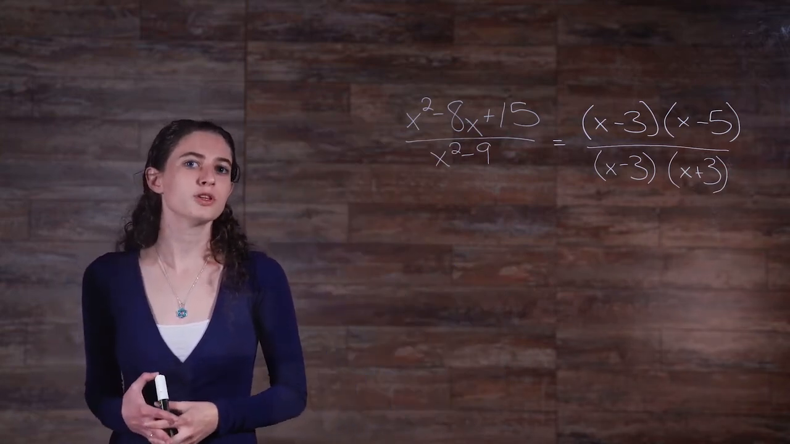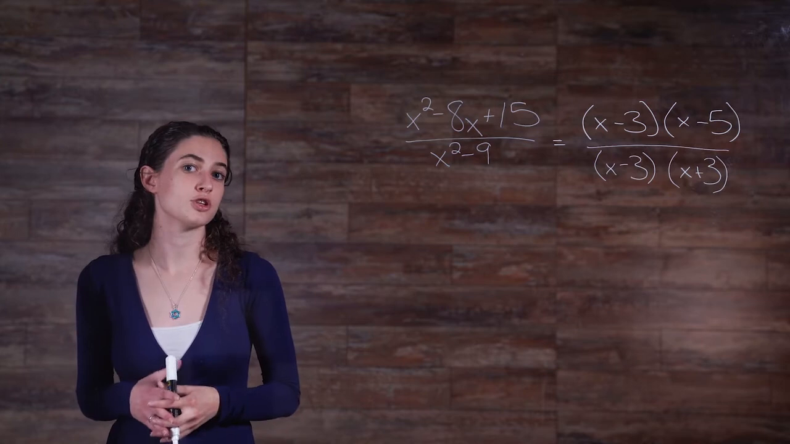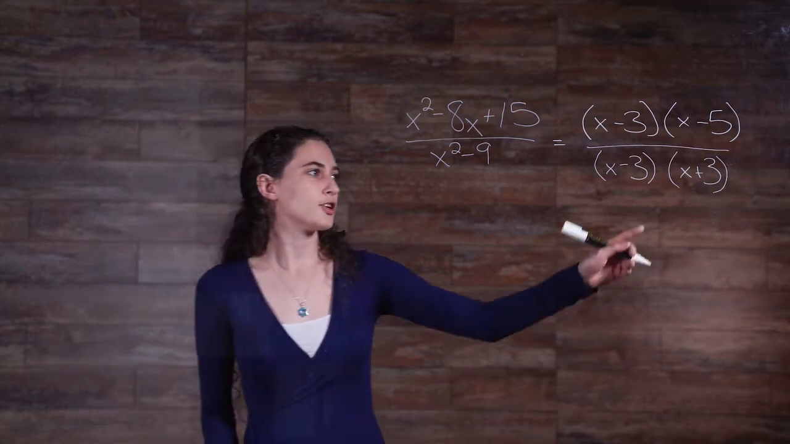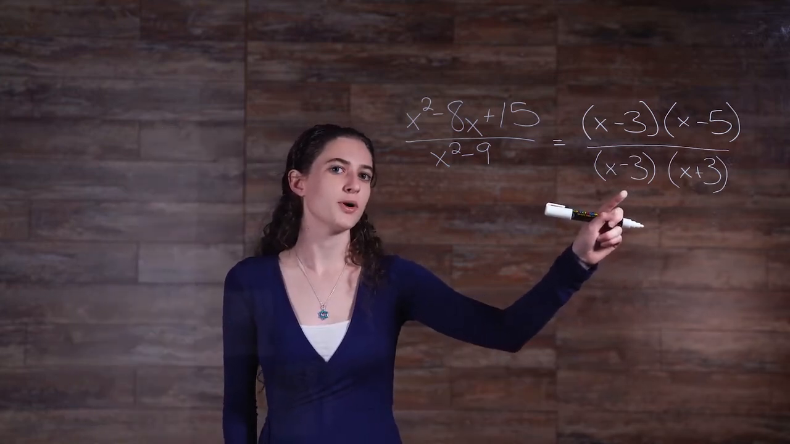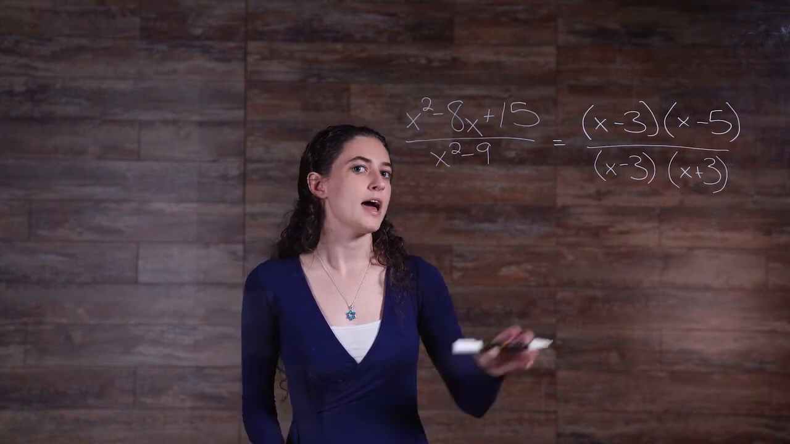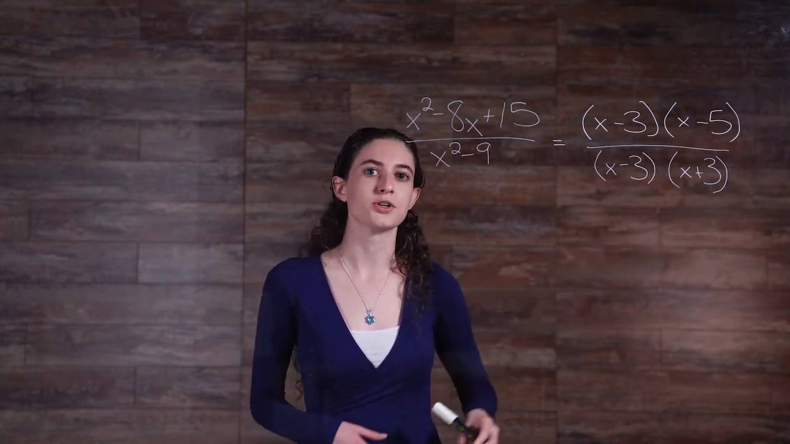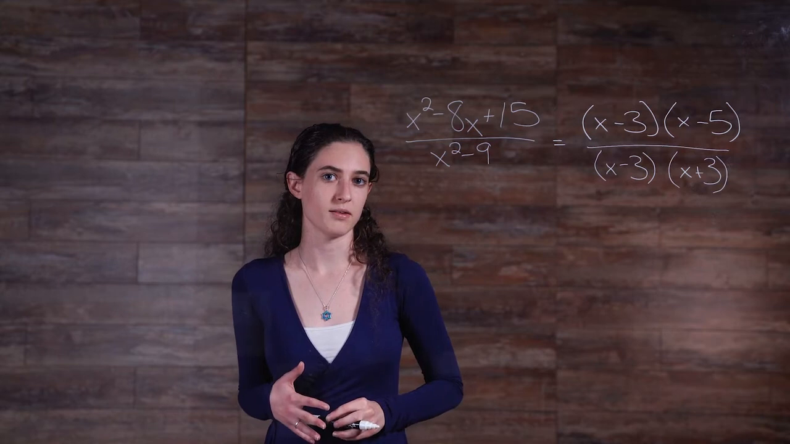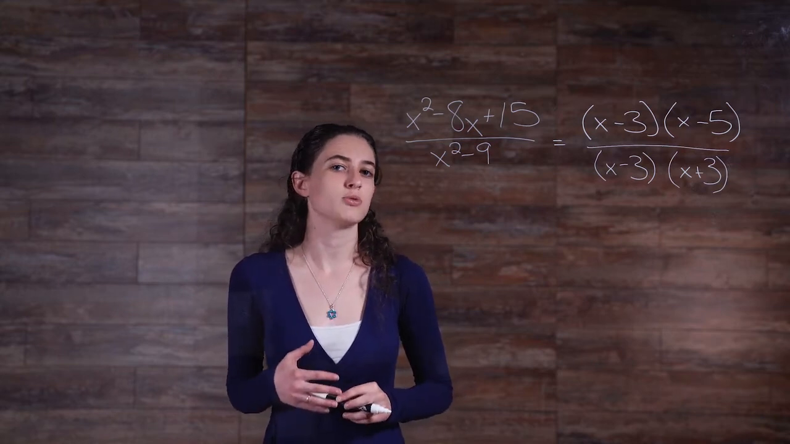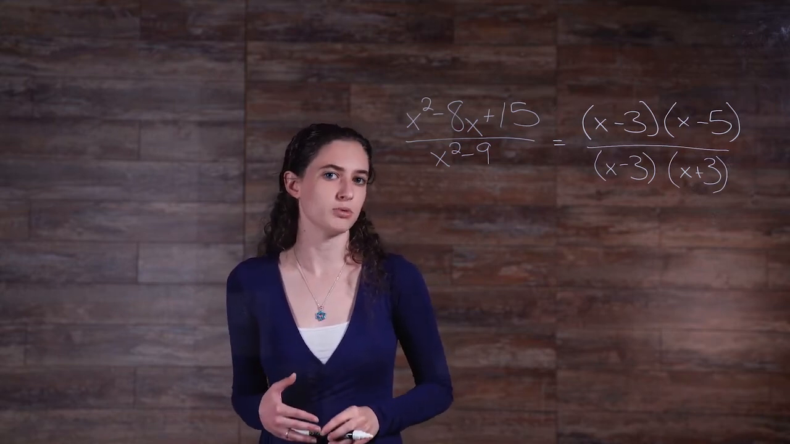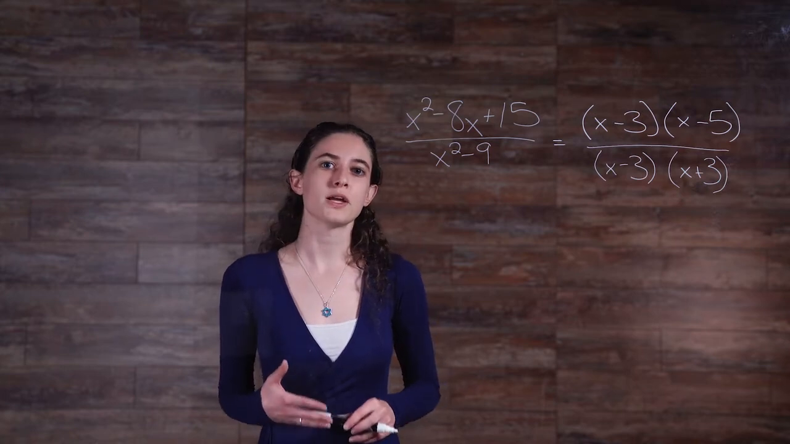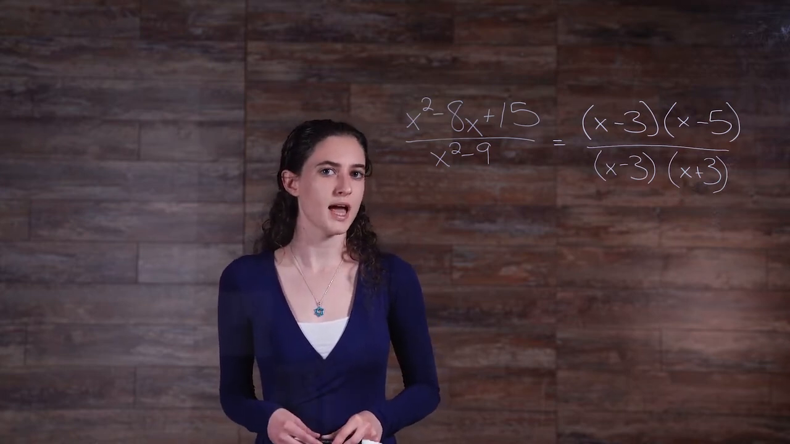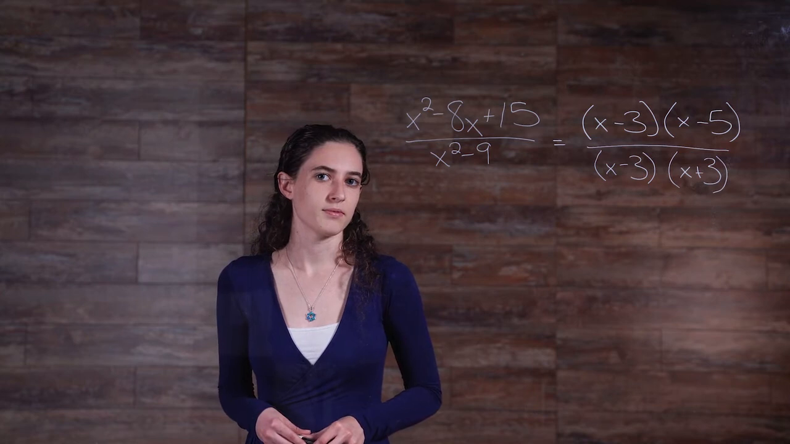Second, determine the domain restrictions from the factored denominator. The factor x minus 3 would equal 0 if x equals 3, and the factor x plus 3 would equal 0 if x equals negative 3. So if either of these factors equals 0, then the denominator would equal 0. Therefore, the domain restrictions are x equals 3 and x equals negative 3.